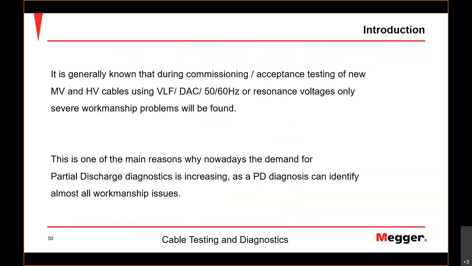So why do we do the whole thing? Well, doing a commissioning or acceptance test with VLF or 50 hertz or DAC are not so common for acceptance tests. Like I said, 50 hertz is not a practical test in the field, but VLF would be one. As a commissioning test, you only see yes or no. Big workmanship problems will not be found, because we will see in the examples, these problem spots, they do hold a lot of voltage.